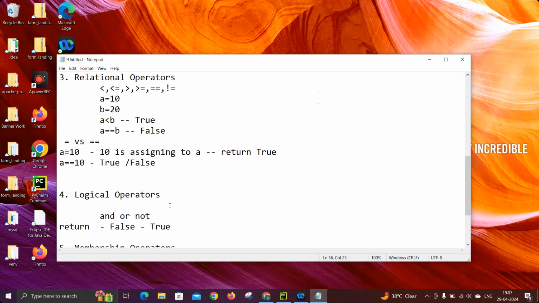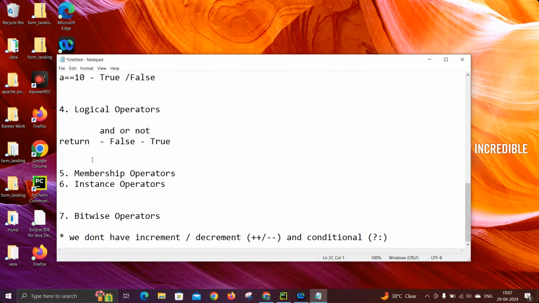The only difference between relational and logical is that logical is a combination of conditions. For example, if you want to validate two or more conditions at a time in your application, then we can use these logical operators. Take condition 1 and condition 2: both conditions have to be true, C1 true and C2 true, then only the outcome will be true. Otherwise, in all other cases, it will be false.